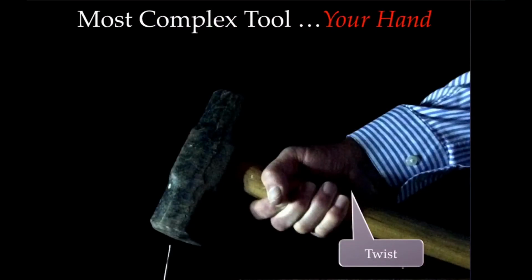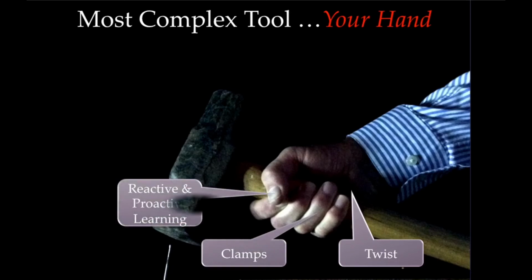The most complex tool in the whole shop, perhaps the most dangerous, is you. The hand can do a variety of things, so the hand controls it. Let's see what it does. Hand clamps, it twists obviously. It can be proactive and it can learn. If I'm using a particular piece of wood, I will learn. This is dry, this is moist, this will bind, this will go smoothly.